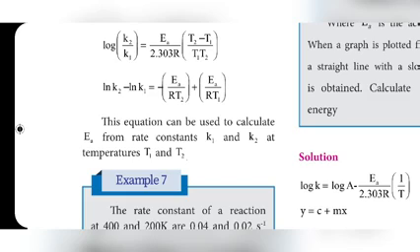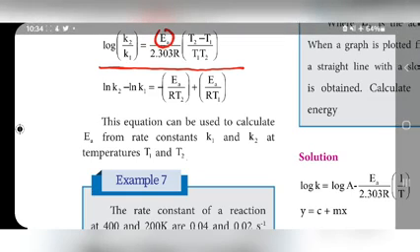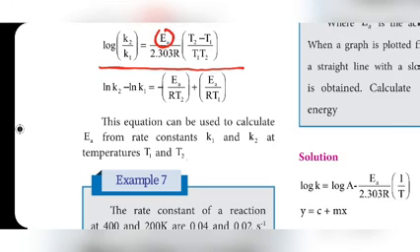See here, take this equation. This equation can be used to calculate Ea from the rate constants k1 and k2. If you know k1 and k2 and T1 and T2, and R is a constant, then we can calculate the activation energy. So with this topic, this lesson is over.